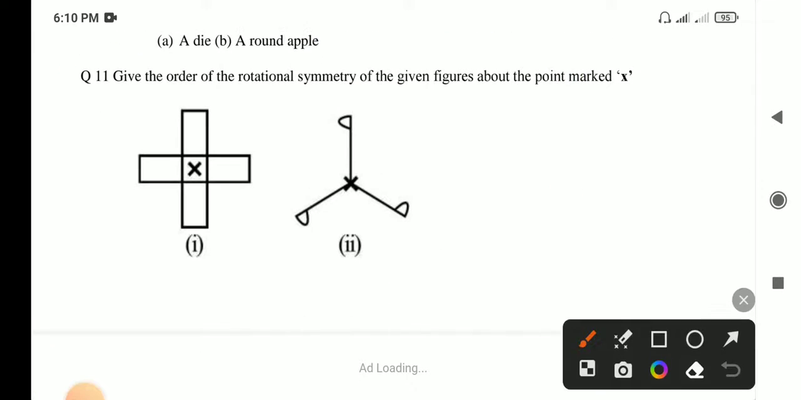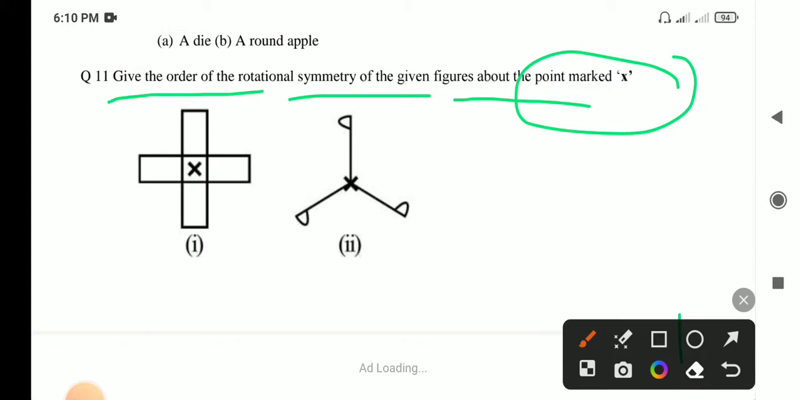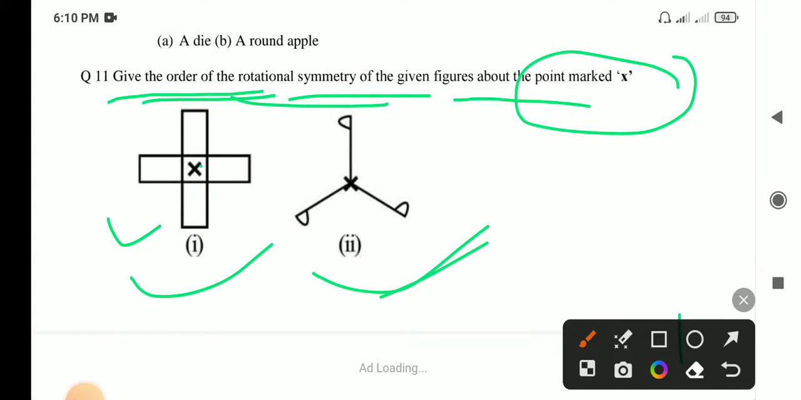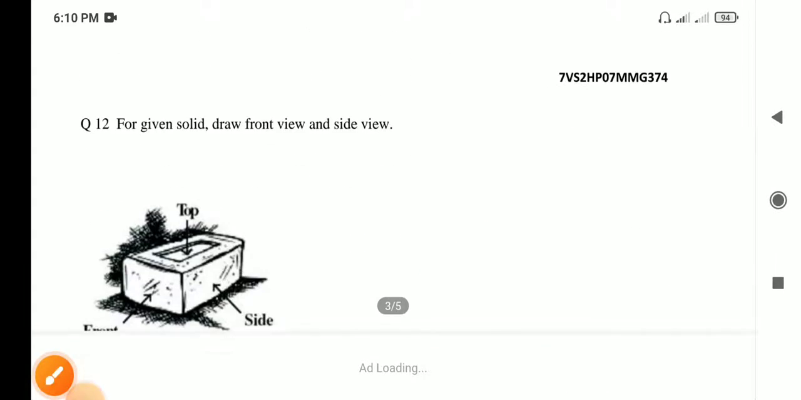Question number 11 you can see on the screen. Give the order of rotational symmetry of the given figures about the point marked X. Yes, X is a point and you have to give the order of rotational symmetry for the two figures 1 and 2. Okay, questions are very clear.